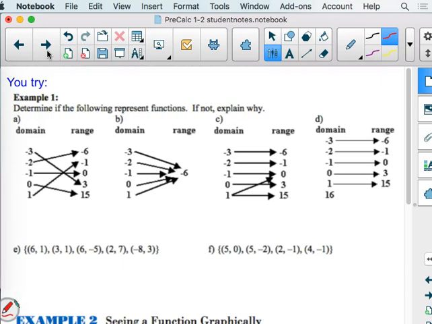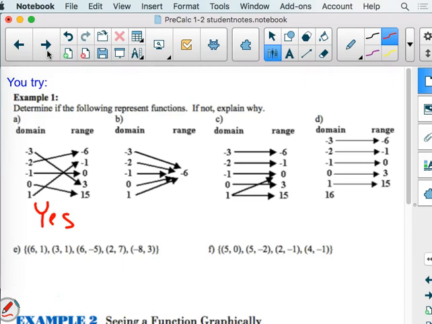And initially, there's a lot going on there, so I'm kind of worried. But if I put negative 3 in, I get 3. I put negative 2 in, I get negative 6. Negative 1 gives me 0. 0 gives me 15, and 1 gives me negative 1. This is a function. For every input, there's just one output.